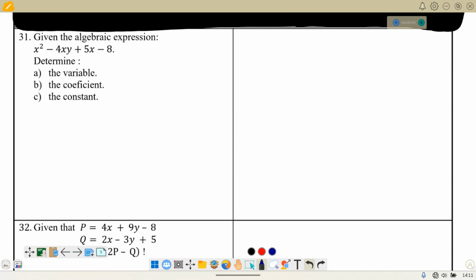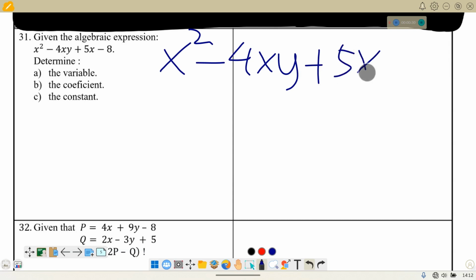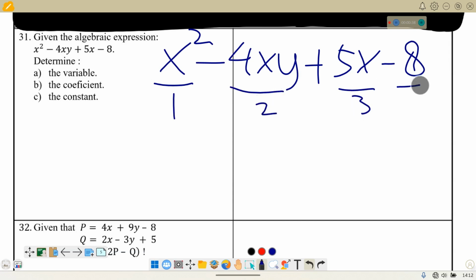Now, how are we going to answer the essay questions for the math test? Let's see. Start from number 31. Given the algebraic expression, determine the variable. According to this, we know that there are four terms. This is x squared minus 4xy plus 5x minus 8. This is the first term, the second term, the third term, and the fourth. So there are four terms.